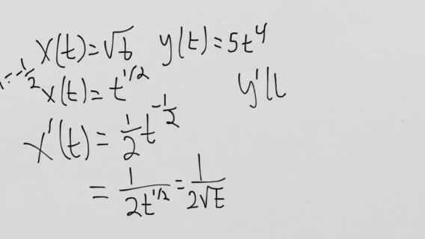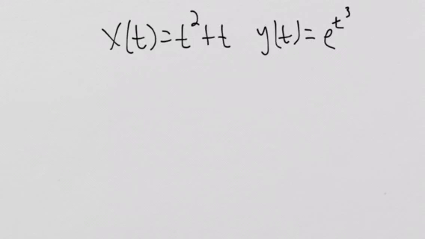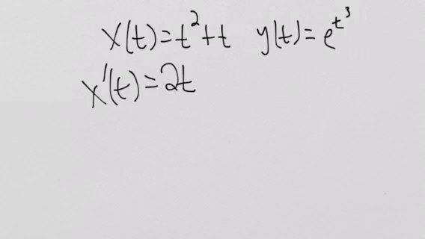Y prime is going to be easier. We just have to do 4 times 5 gives me 20 times t, and then 4 minus 1 is 3. So 20t cubed. Last one, t squared plus t, x prime is just 2t plus 1 by the power rule.